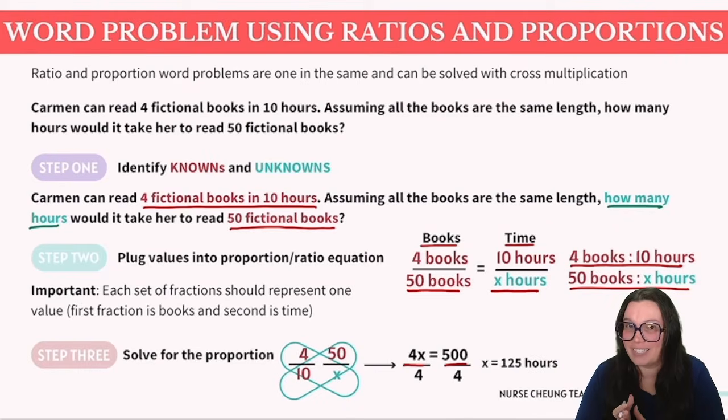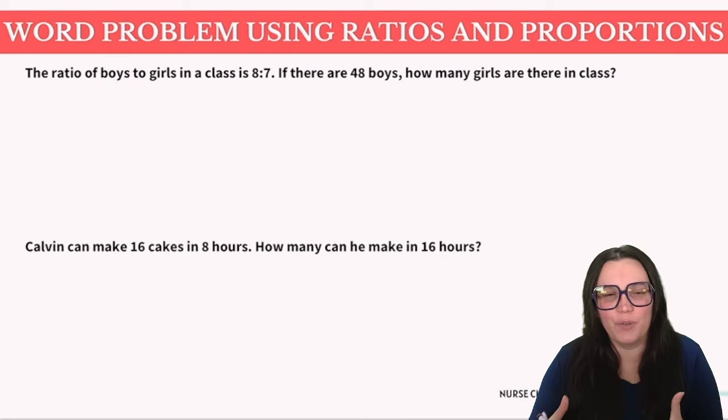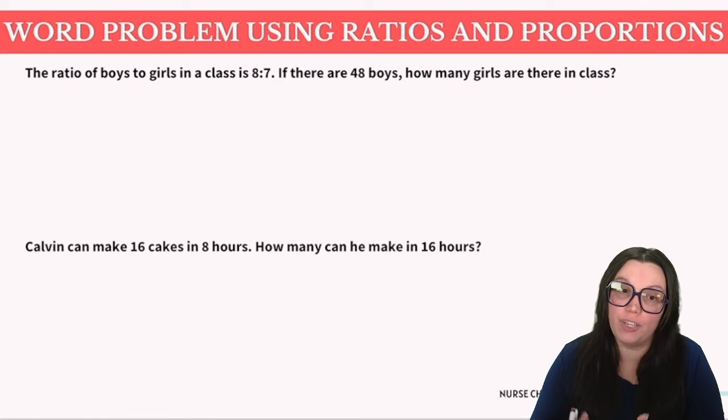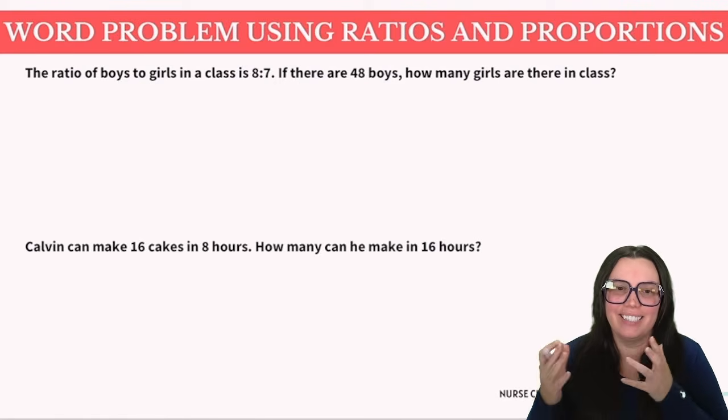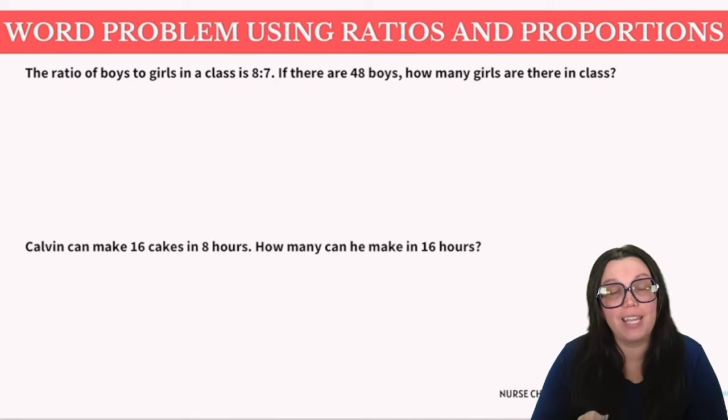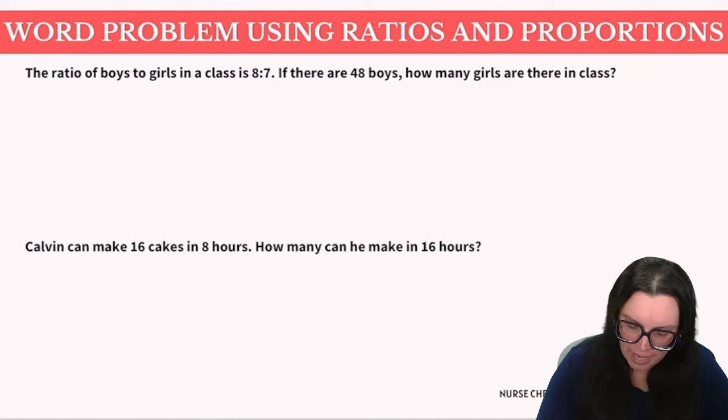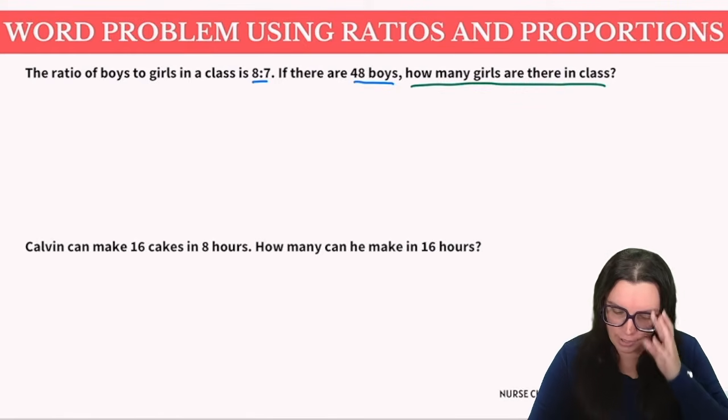Let's take a look at some examples of this in real time. Our first problem states the ratio of boys to girls in a class is 8 to 7. If there are 48 boys, how many girls are in class? What we know is we have an 8 to 7 boys to girls ratio, and we have 48 boys. What we don't know is how many girls are in the class. That's what we're trying to figure out.